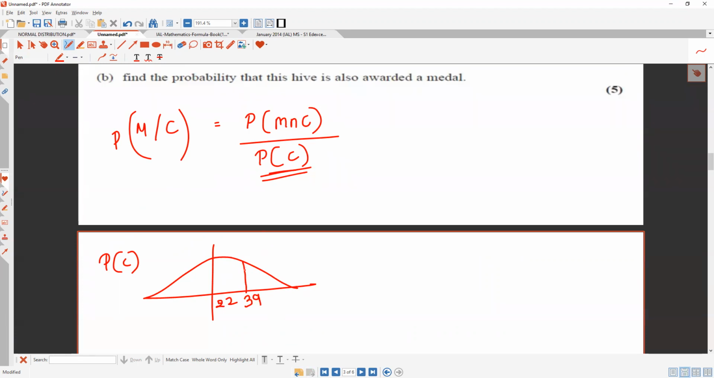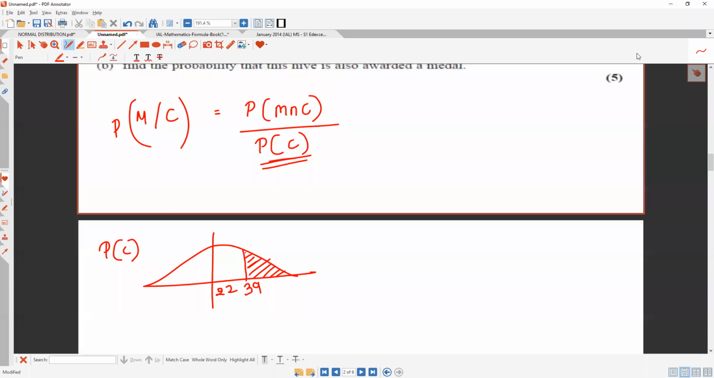So we have to find more than 39 kg. You guys will find it for me and keep it. What is the probability of getting more than 39 kg? Find it for me. I'll pause the recording. Okay, so let me do it for you all.